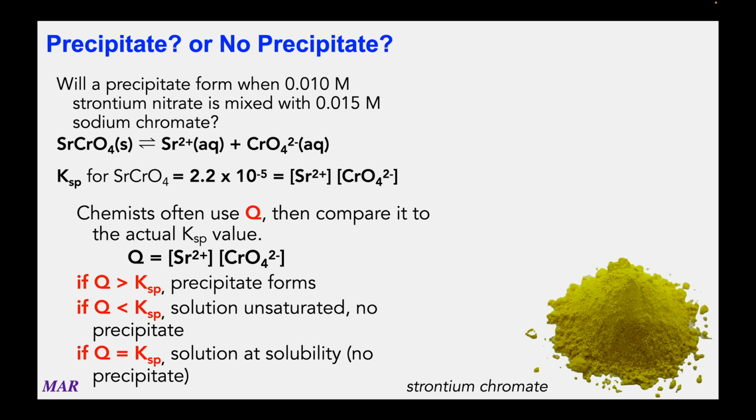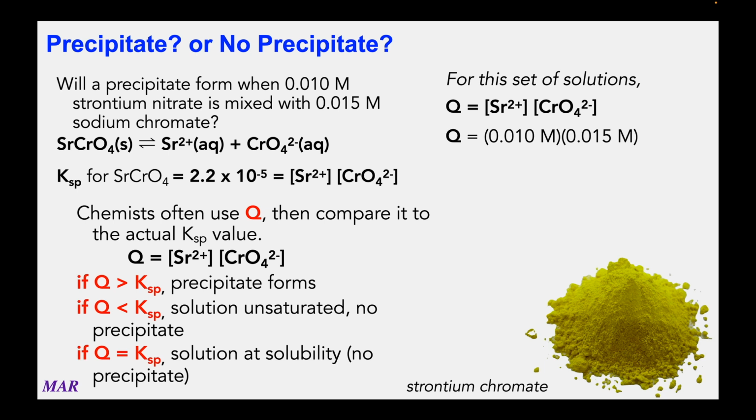So we're going to use the 0.010 for the strontium, we'll use the 0.010 for the chromate, and see how this works out. So in this problem, I'm going to multiply those together and calculate Q. Q comes out to be 1.5 times 10 to the minus 4. And remember, KSP over here, 2.2 times 10 to the minus 5. Well, 10 to the minus 4 is bigger than 10 to the minus 5. Q is greater than K. So that means a precipitate forms. Strontium chromate has been made. And that's kind of a cool thing to know.